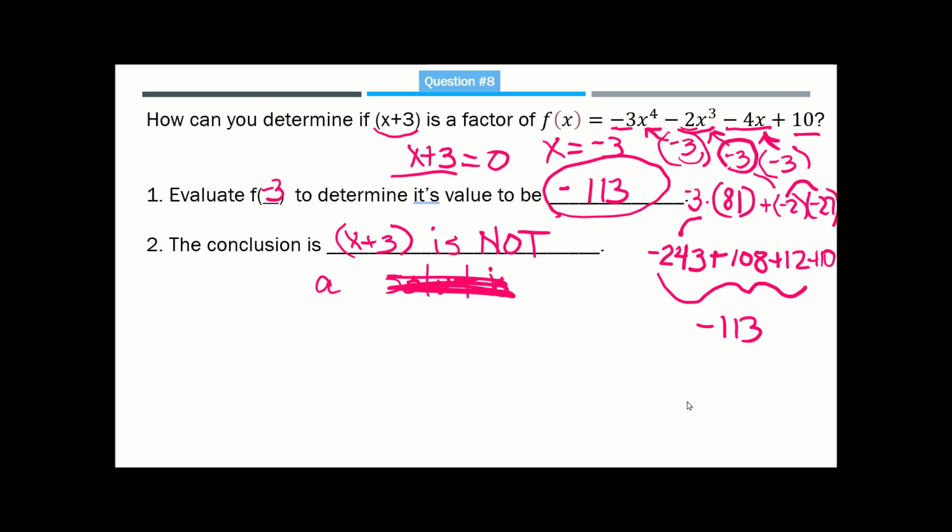The way that it's written on the test is not a factor. If I had substituted, if I had evaluated f of -3 and I had gotten 0, then I could say, yes, it is a factor.